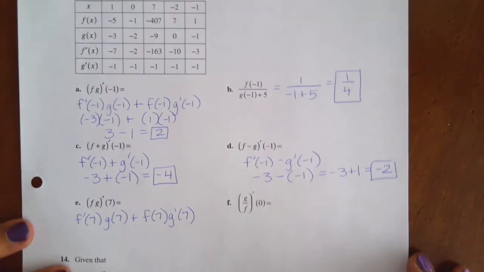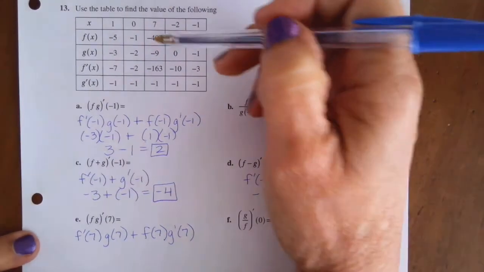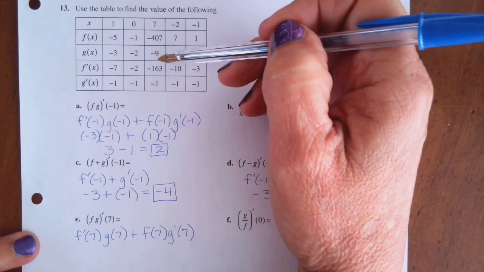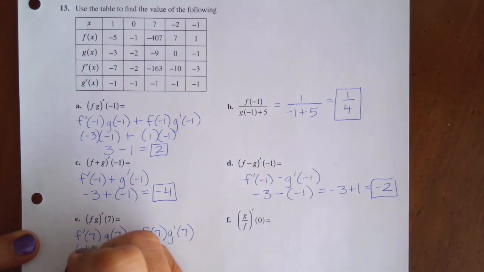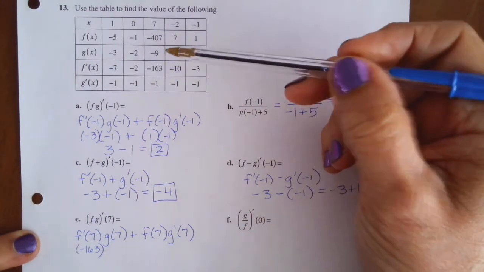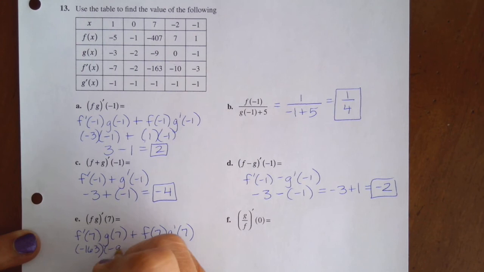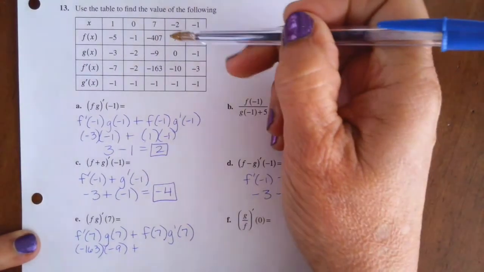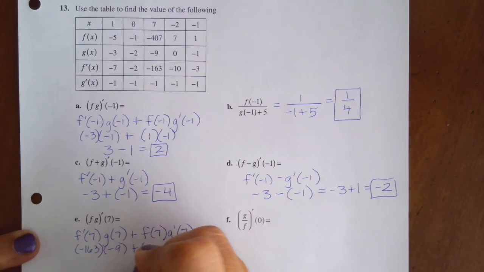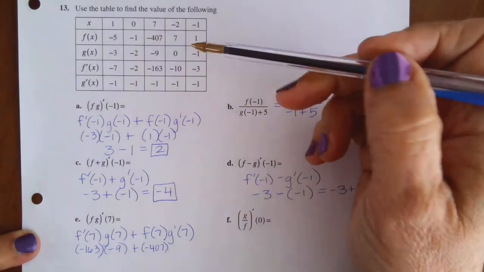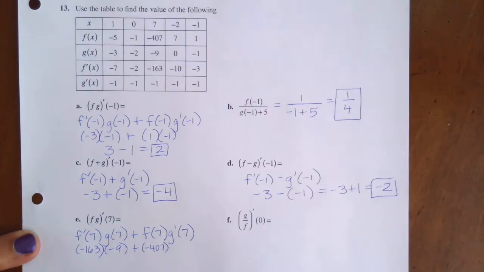So now we're going up to 7, so we're using these numbers. f prime of 7 is negative 163. G of 7 is negative 9. Plus f of 7, negative 407. I don't know who came up with these. WebWork comes up with crazy numbers, so you'll probably have some crazy ones. And then lastly, g prime of 7, negative 1.